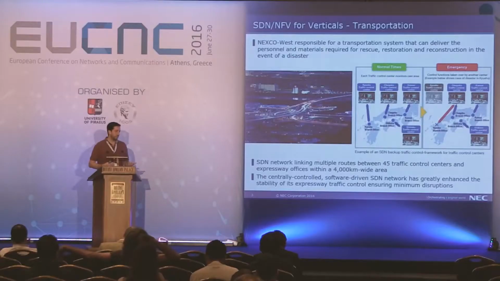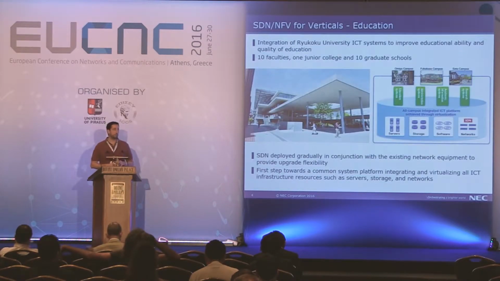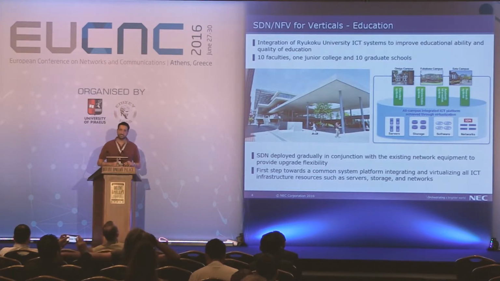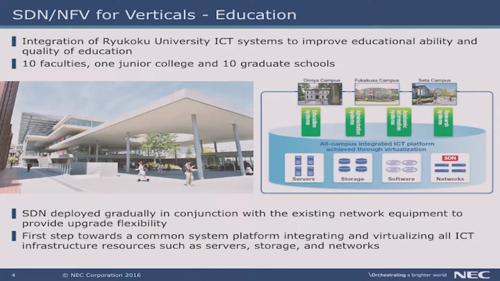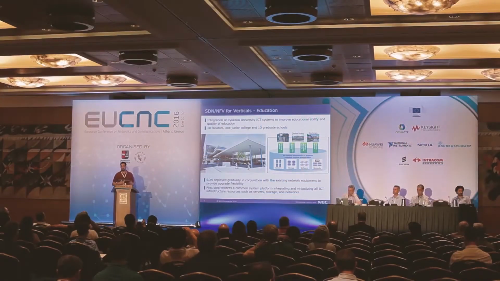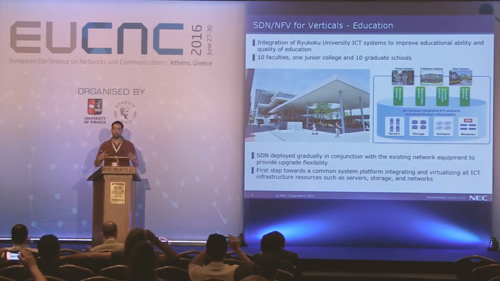So this is one example where SDN has already been applied in what we call industry verticals, in this case, transportation. The second example I brought here is education. Since we are in a research environment, I thought universities would be a good example. This is a smaller project, at Kyoto University, which comprises 10 faculties, 1 junior college, and 10 graduate schools. As they were planning how to improve education in the future, how to better integrate all these centers together, they again looked into SDN and NFV.